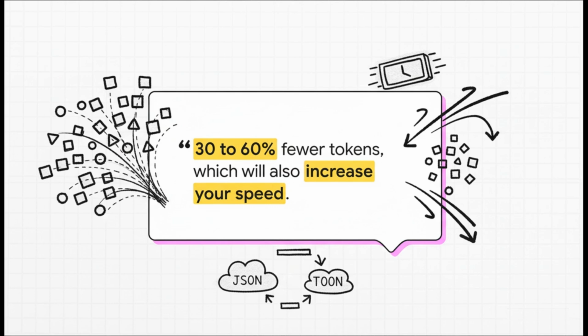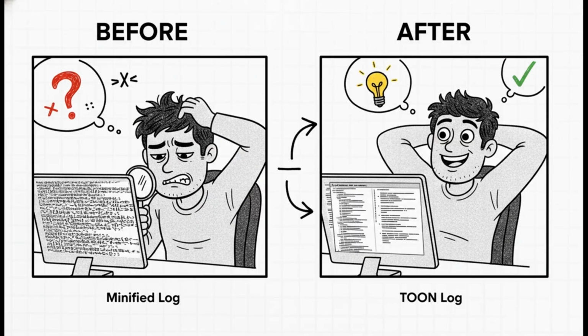You can expect 30 to 60% fewer tokens. And remember, it's not just about saving money. Fewer tokens for the model to process means faster inference times, which gives you a snappier, more responsive experience for your users. And hey, we can't forget that other benefit we talked about earlier.